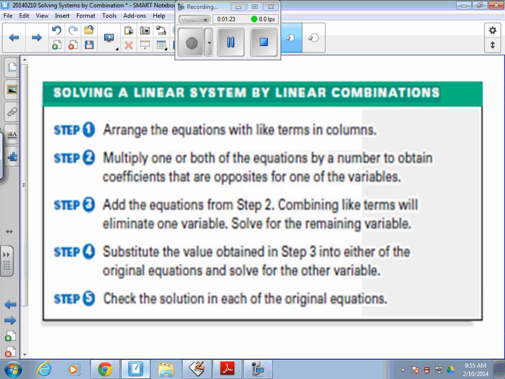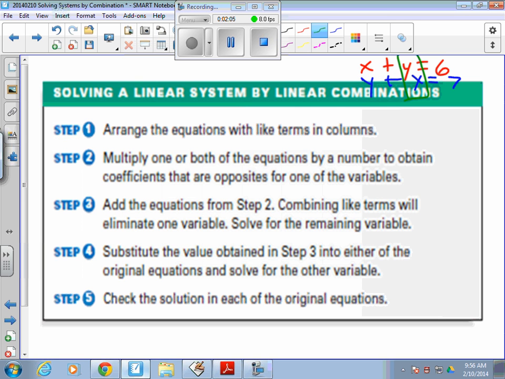In the textbook, it's not on your sheet, there's a list of steps, numbers 1 through 5. The first one is arrange the equations with like terms in columns. That means if in one equation it says x plus y equals 6, and in the other equation it says y plus x equals 7, you want them to be in columns with each other. So you either want to move the top x over to make it the second term, or you want to move the bottom y over, or vice versa. You want to make sure they're stacked in columns.